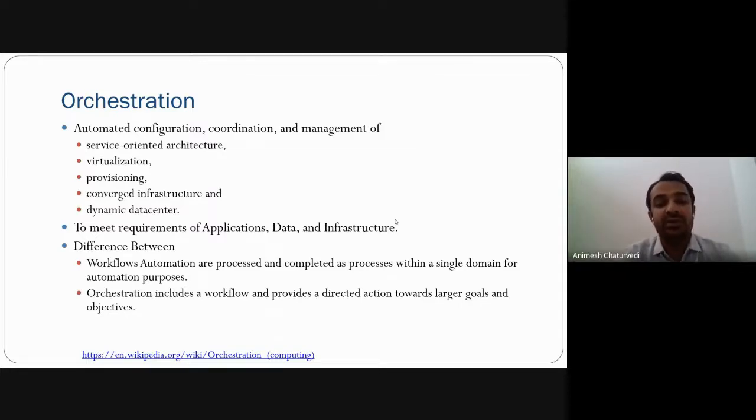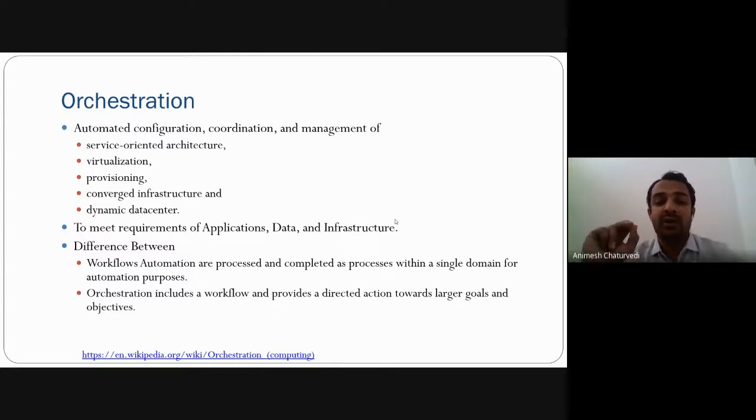Then what is the purpose of this orchestration? To meet the demand of application, data, and infrastructure. Then what is the difference between workflow automation and orchestration? There are two terms: workflow automation and orchestration.